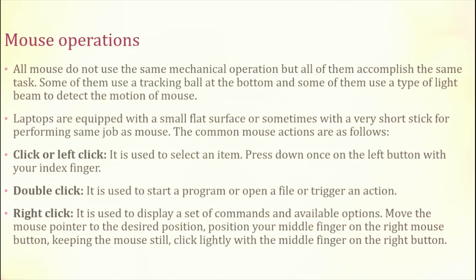Right click. It is used to display a set of commands and available options. Move the mouse pointer to the desired position. Position your middle finger on the right mouse button, keeping the mouse still. Click lightly with the middle finger on the right button.